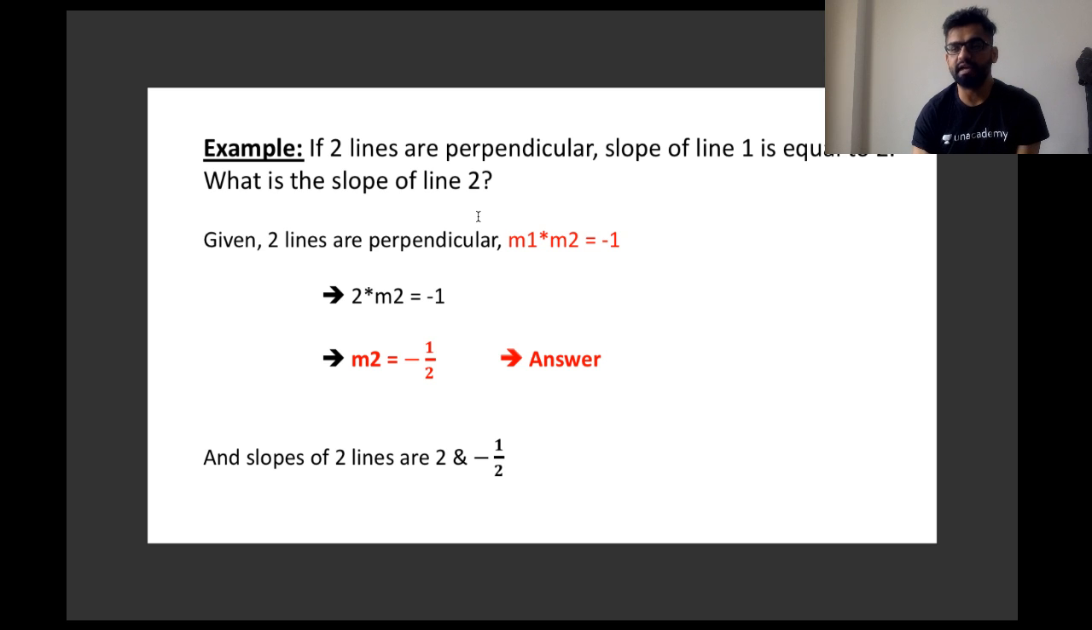I understand there's a lag in communication here. When I speak, it reaches to you in 15 to 20 seconds. So I'm going to wait for a couple of seconds for people to ask me any doubts, if any.